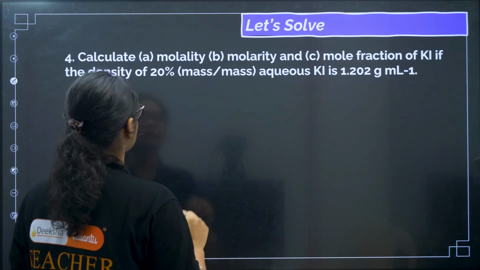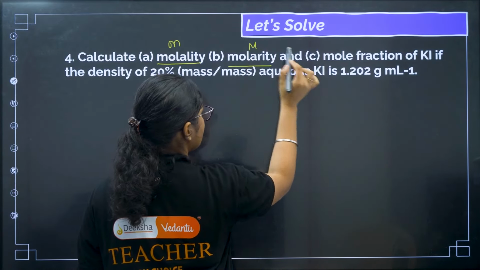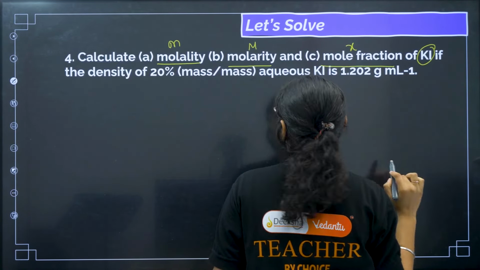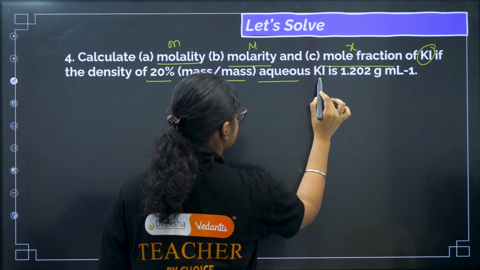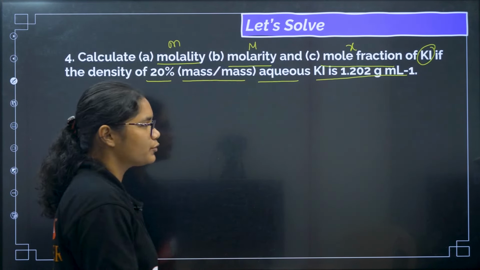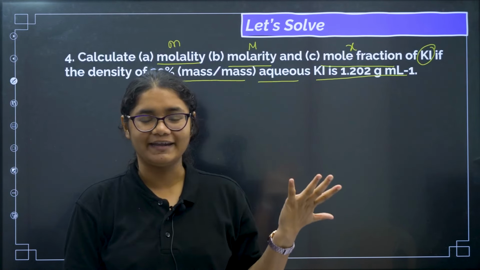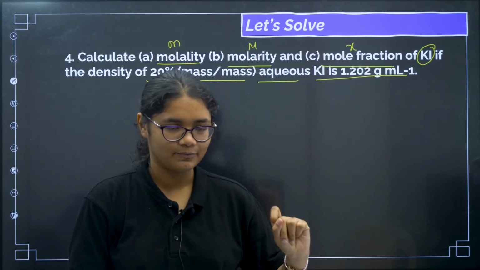Okay, calculate molality, that is small m, molarity, capital M, and mole fraction of KI, if the density of 20% mass by mass aqueous KI is 1.202 gram per ml. Many of you might be confused about where the density has come from. So we'll understand everything step by step.